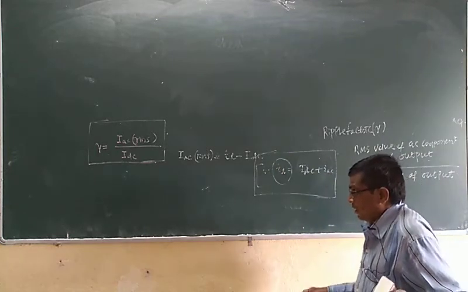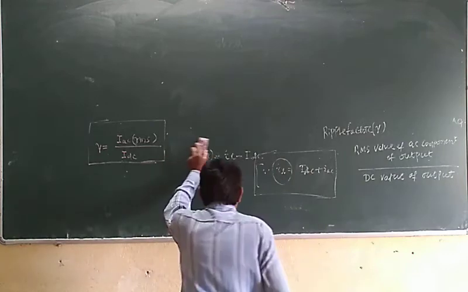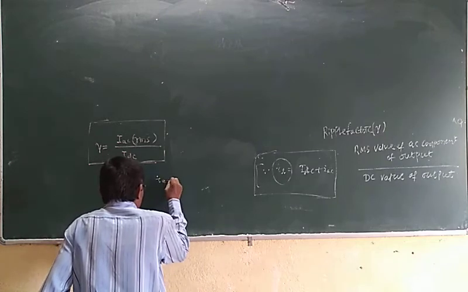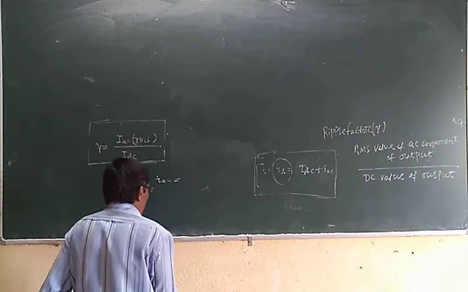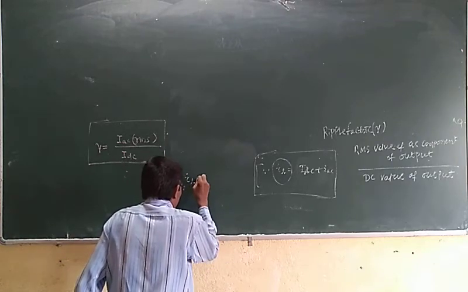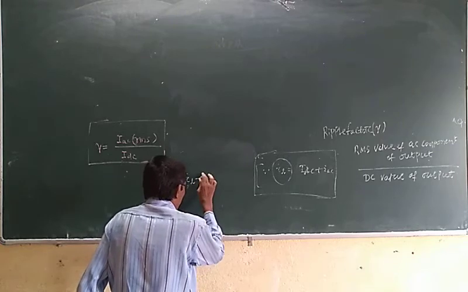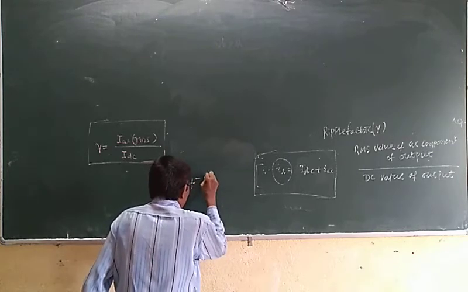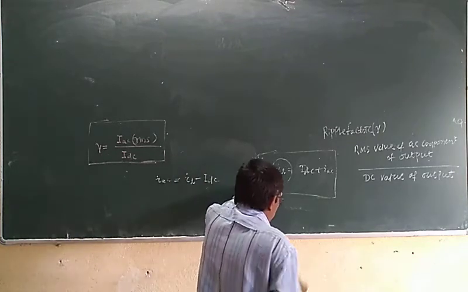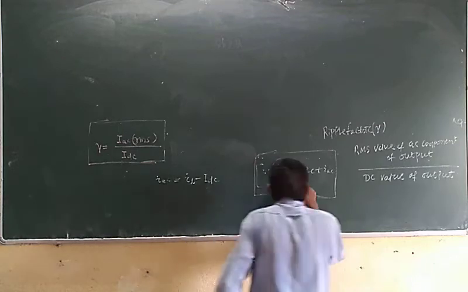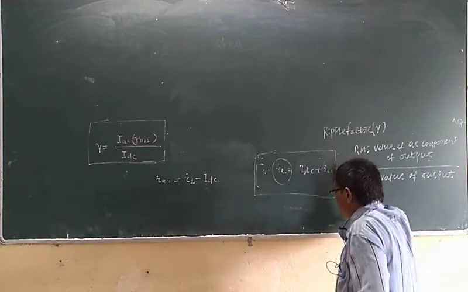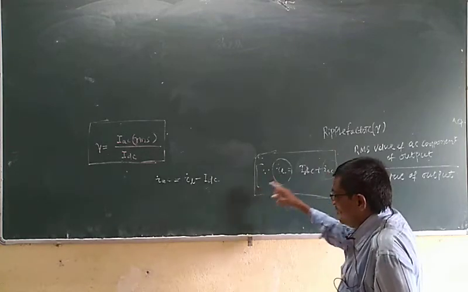Then we find I_AC, equal to I_L minus I_DC, because I_L equals I_DC plus I_AC. Now we have calculated I_AC, so I_AC equals I_L minus I_DC.